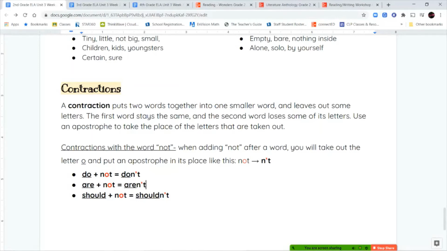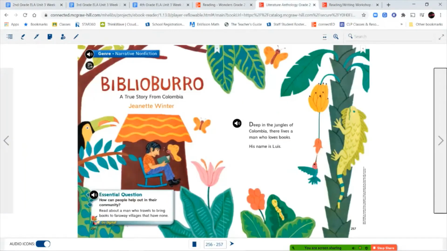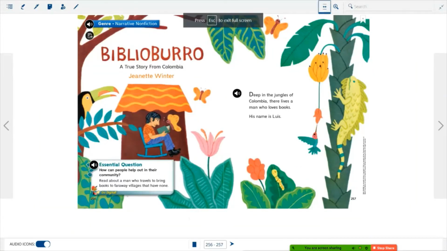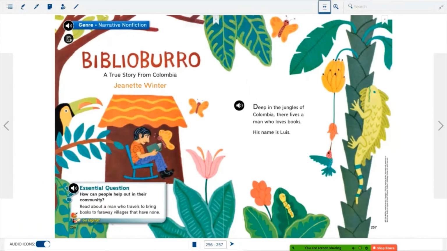Now we're going to get into our weekly stories. Our first story is called Biblioburo. So this is a really nice story. It's a narrative nonfiction. So a narrative nonfiction is a story that's being told by a person who was there, and they are the narrator. They're telling you their own story, and it's a nonfiction story. So let's go ahead and take a listen.